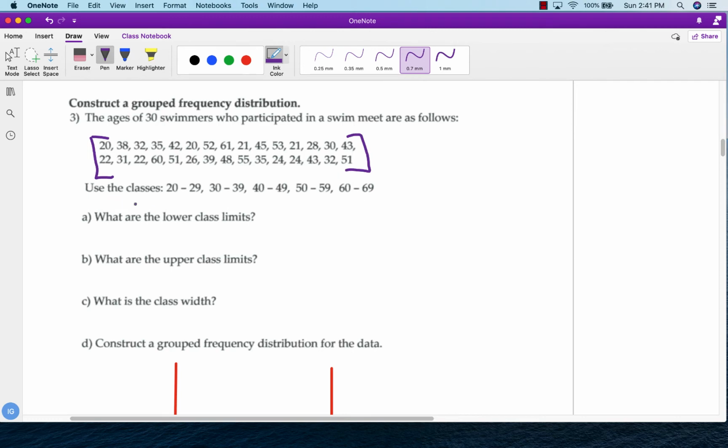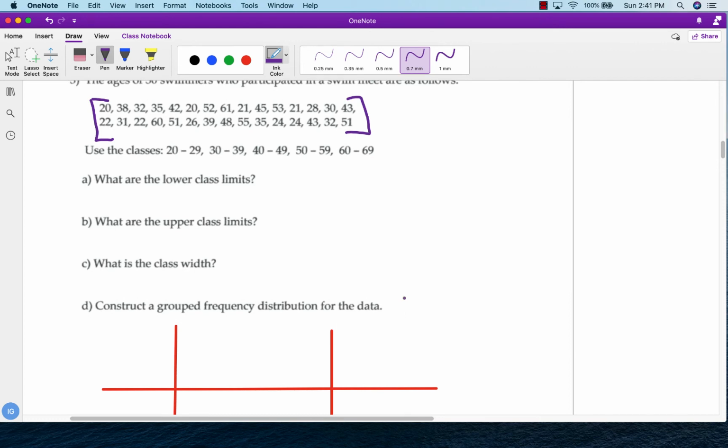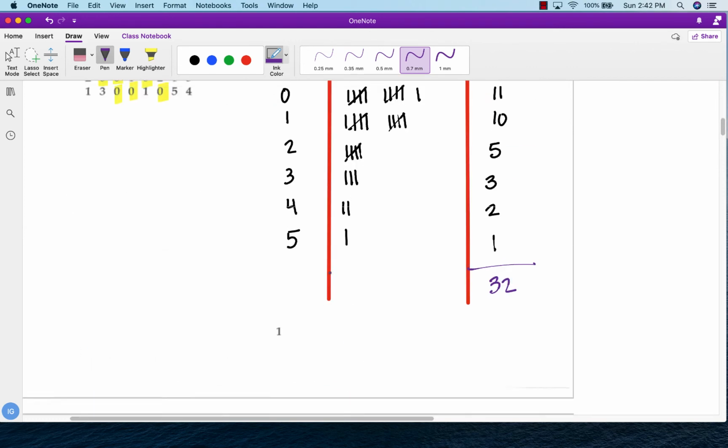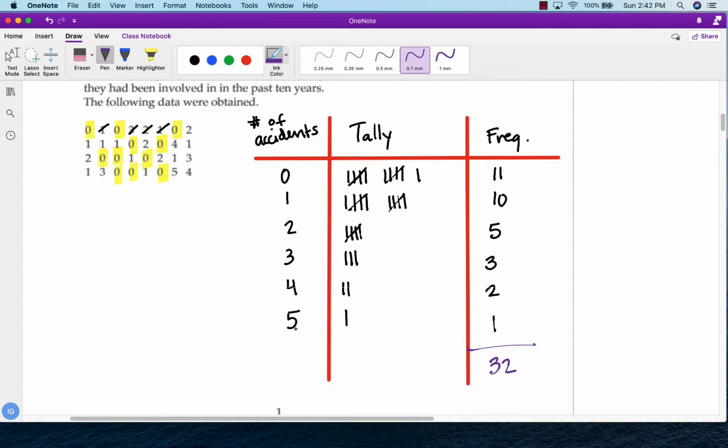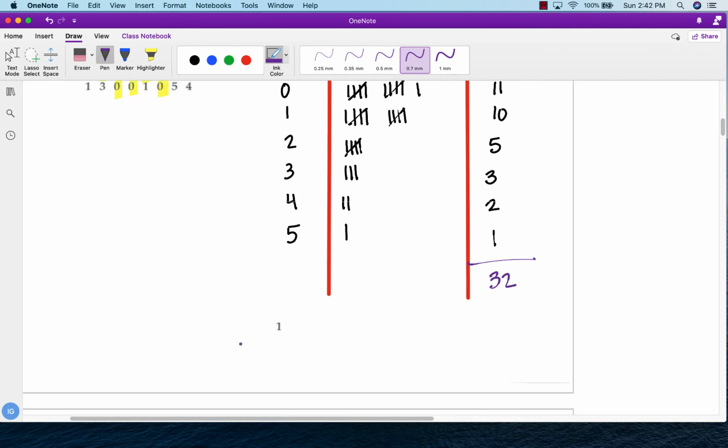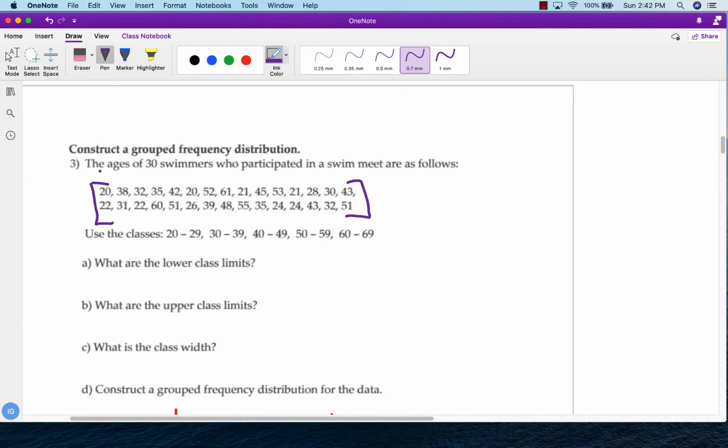Okay, so use the classes. So the classes is basically like the bracket or the breakdown. Okay, so on the previous problem, the classes were like the number of accidents, so we only had a single digit for it. But in this case, we're going to use classes, the range, the ages. So from 20 to 29 is going to be one class, okay? And then we have 30 to 39 and so on all the way to 60 to 69. So we have 1, 2, 3, 4, 5 different classes in this case.